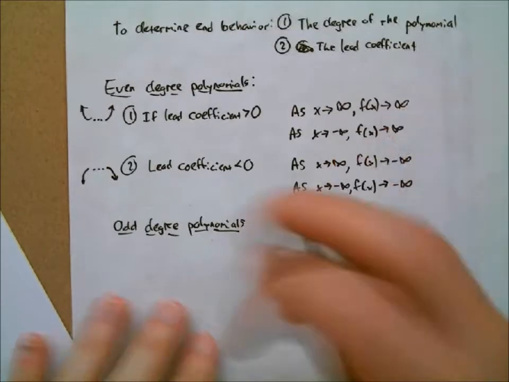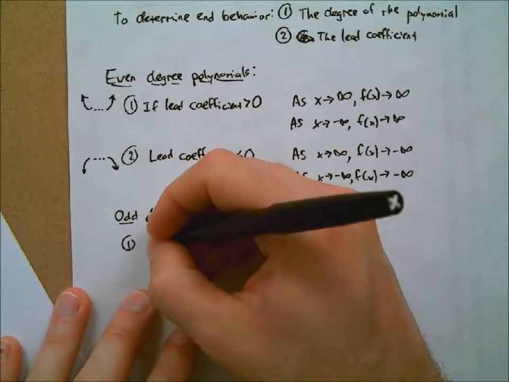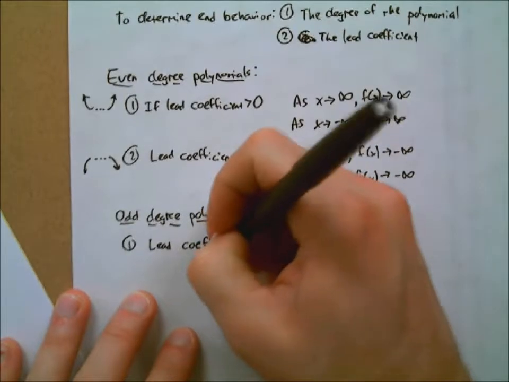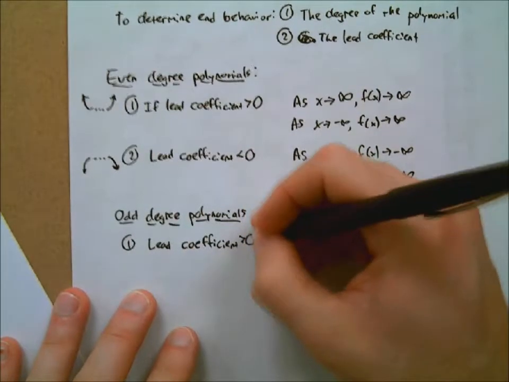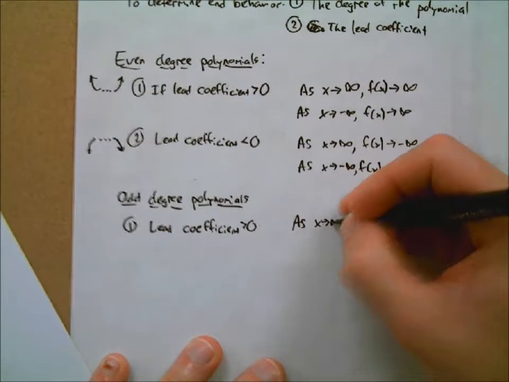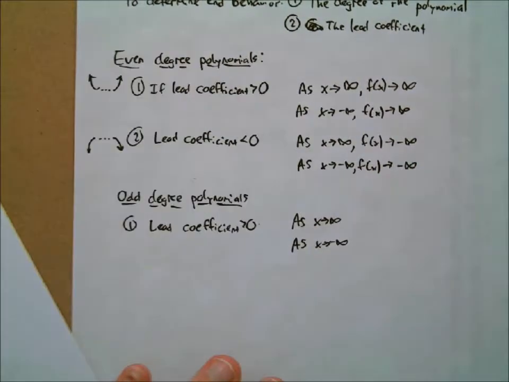All right. So now about odd degrees. Same situation, we'll do the same thing. We'll say lead coefficient is greater than 0. Again, we're going to talk about behavior as we go really far to the right, and we'll talk about behavior as we go really far to the left. x approaches infinity and negative infinity.